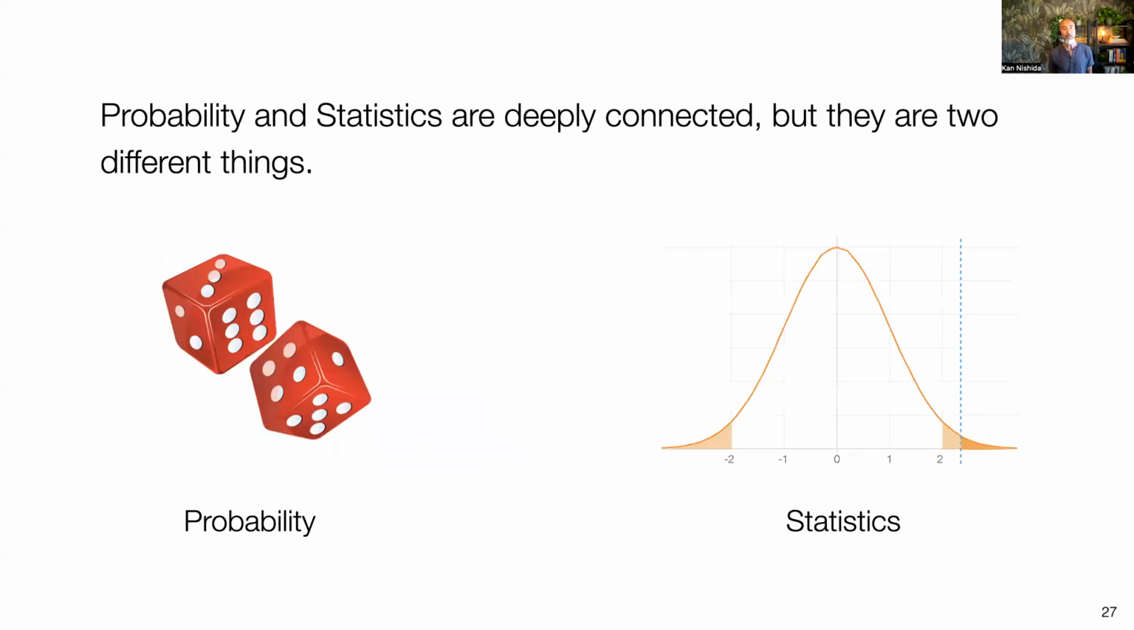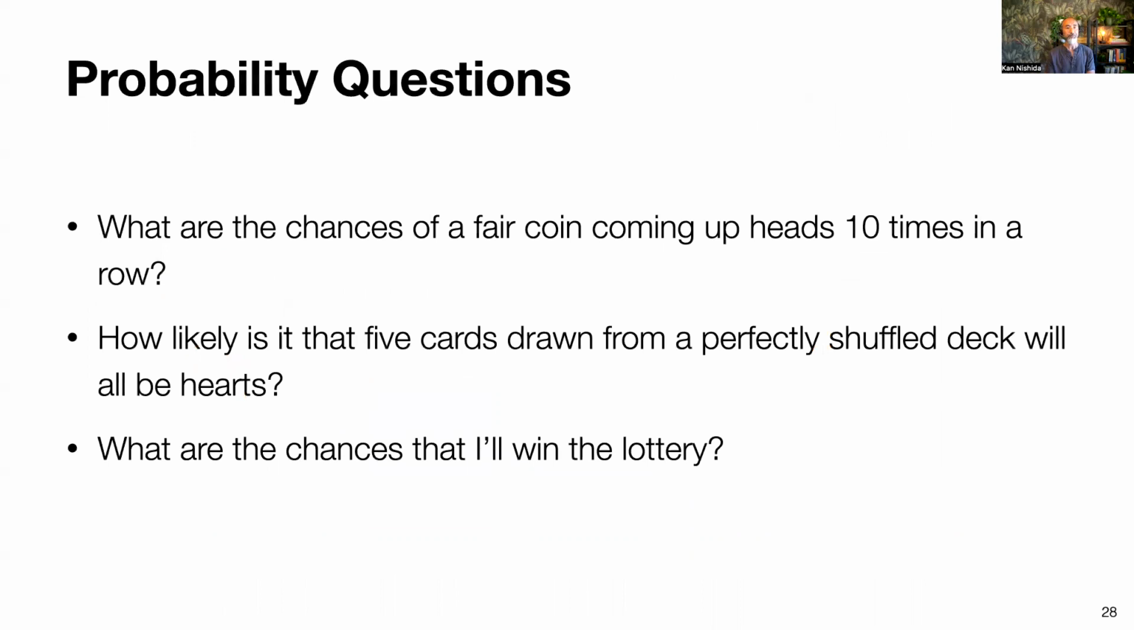So these two things are deeply connected, but they're two different things. Probability questions are something like this. For example, what are the chances of a fair coin coming up heads 10 times in a row? Or how likely is it that 5 cards drawn from a perfectly shuffled deck will all be hearts? Or what are the chances that I'm going to win the lottery, whatever the lottery could be?